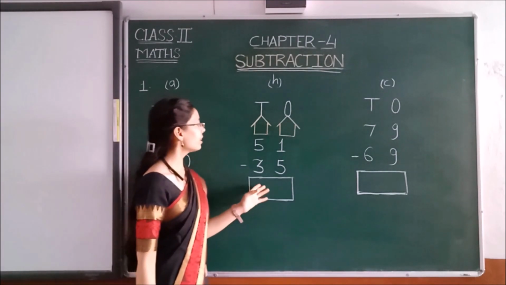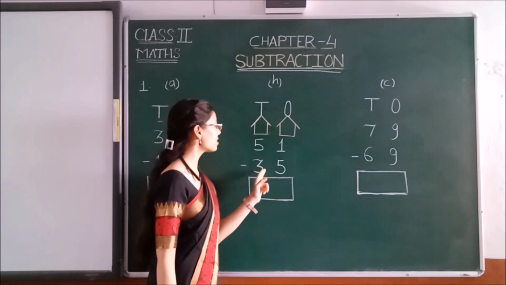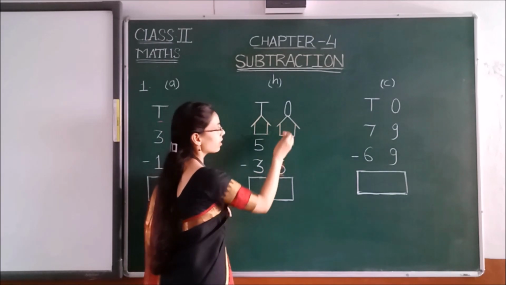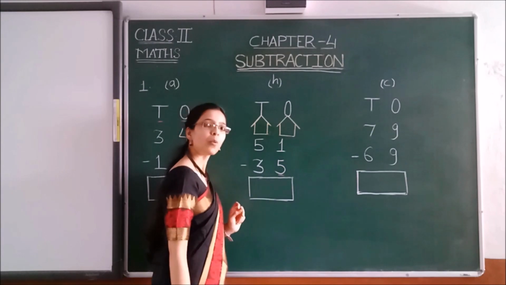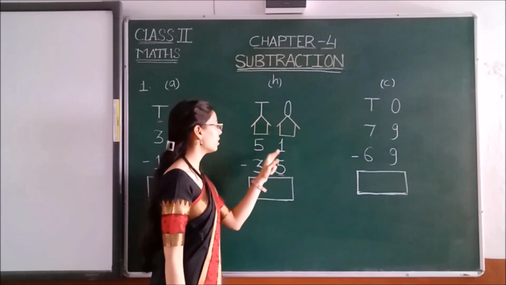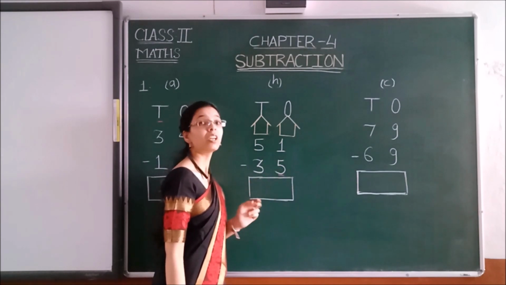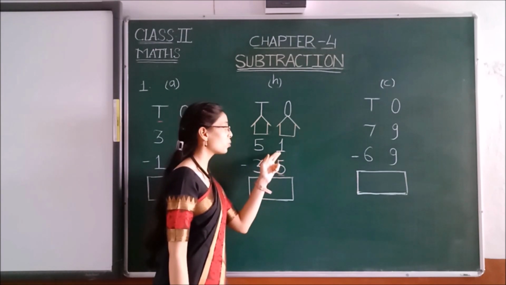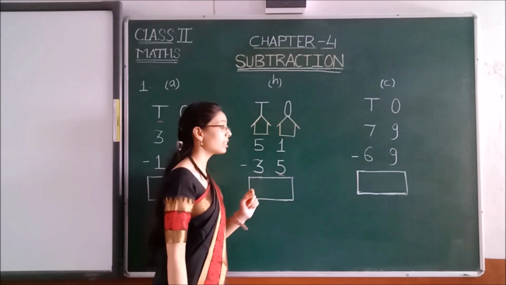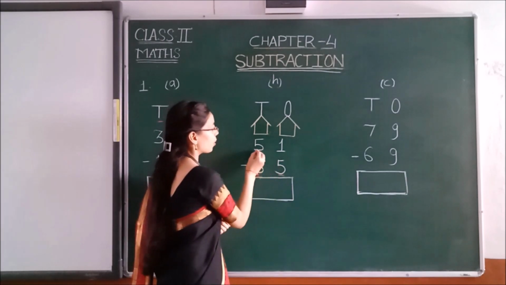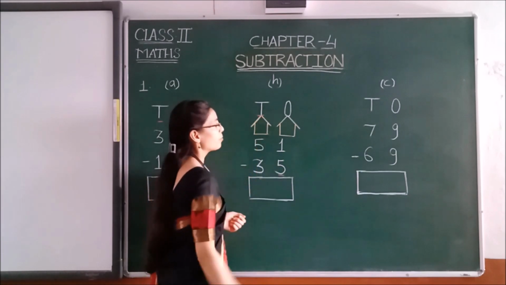Now, we will see the next example. 51 minus 35. Okay, look at here. Again, we will start from the ones column. Which number is here? 1. 1 minus 5. Can you subtract 5 from 1? No. Why? Because this 1 is the smaller number and 5 is the bigger number. We can't subtract. So what will we do? We will borrow from the tens column.